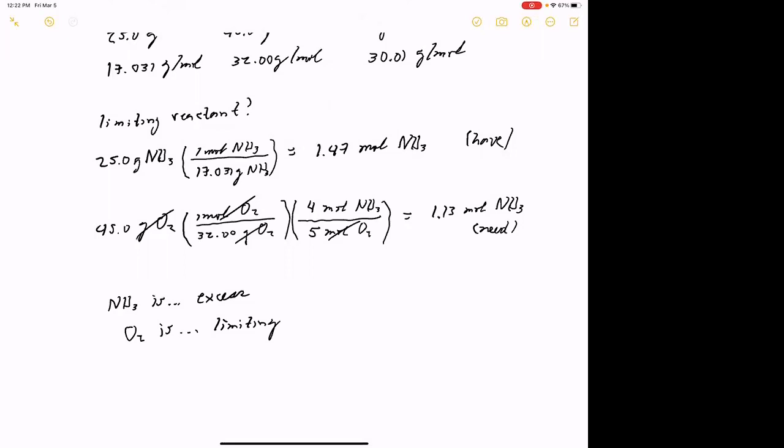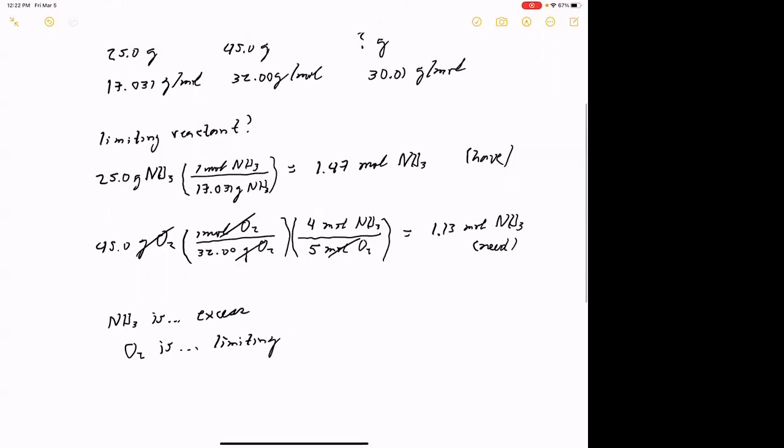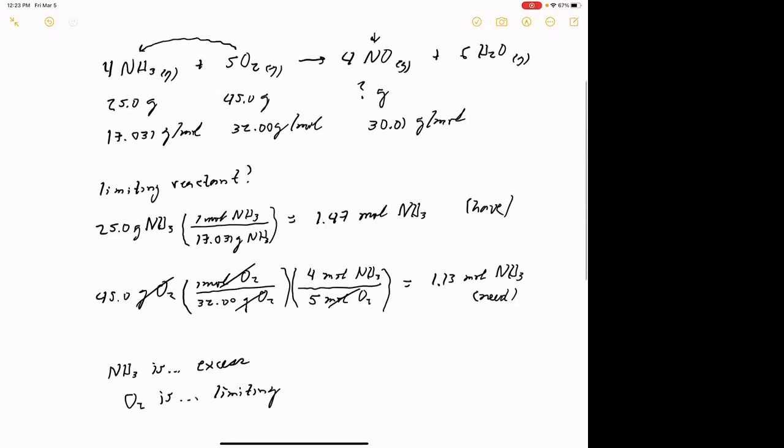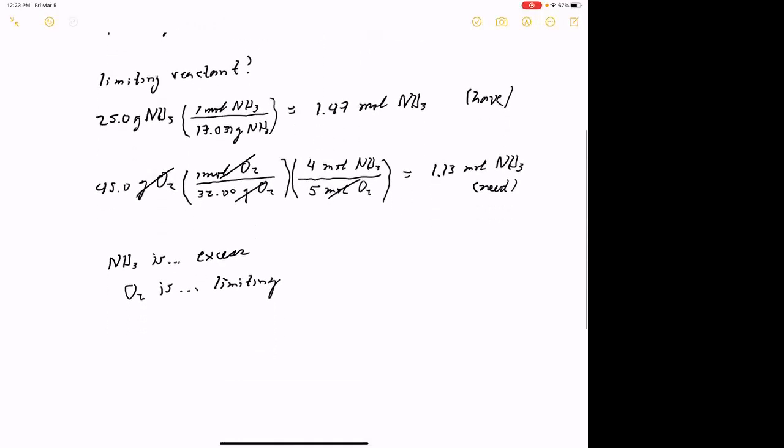All right, now why do we need the limiting reactant? Well, we need the limiting reactant because ultimately, going back to our balanced equation, that's going to dictate how much of the nitrogen monoxide I'm going to make, because once I run out of the O2, I can't make any more of the NO, right? So that's why I have to do the limiting reactant first. So now what I want to do at this point is figure out the theoretical yield.